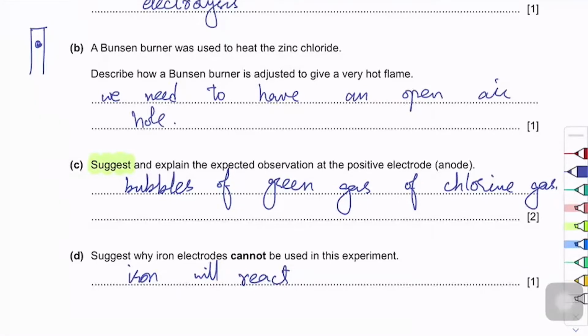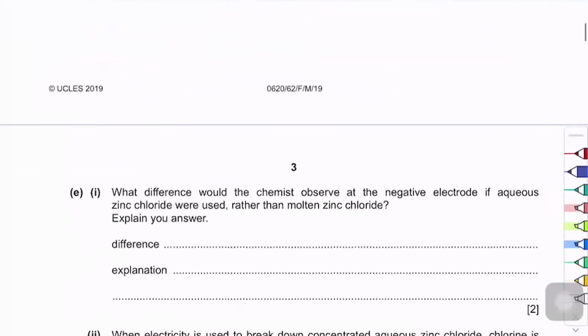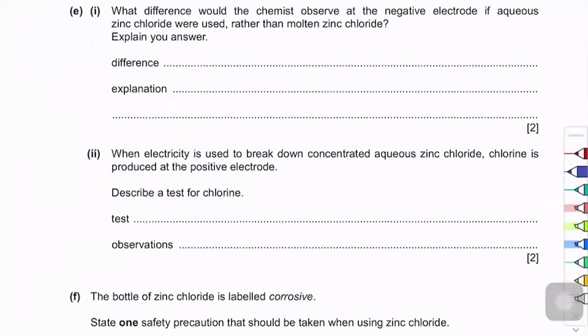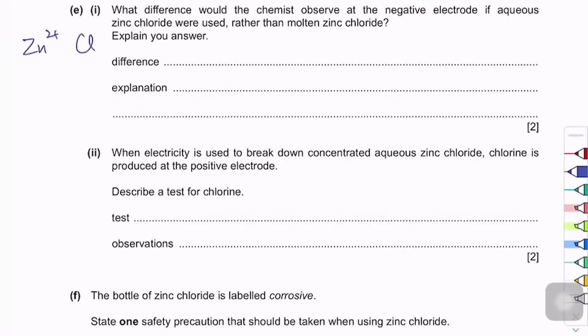Okay. Moving on. What difference would the chemist observe at the negative electrode if aqueous zinc chloride were used? So we're using aqueous zinc chloride, which means you are not just getting zinc ions and chloride ions, you're now also getting hydrogen ions and hydroxide ions. And what difference would this make rather than using molten zinc chloride? So first of all, instead of getting zinc, we'll get hydrogen because hydrogen is below zinc in the reactivity series. It's lower in the reactivity series.